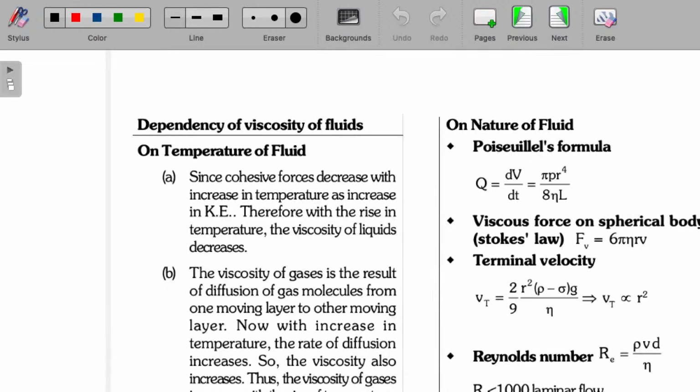But you look at the viscosity of the liquids. Naturally, as the pressure increases, the liquid molecules are going to come closer, the layers are going to come closer. So therefore, there the viscosity is going to increase with increase in the pressure. All right, so that's the dependency of viscosity on temperature as well as on pressure, guys.